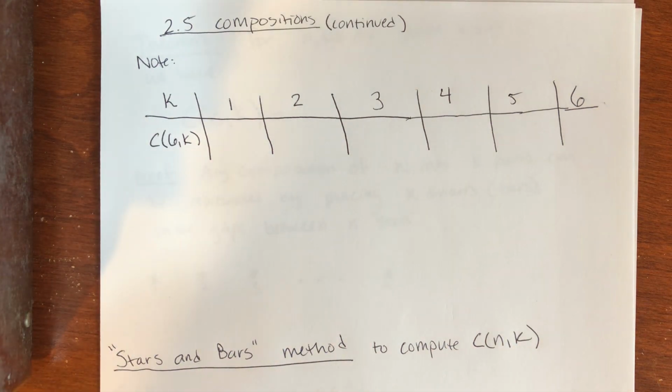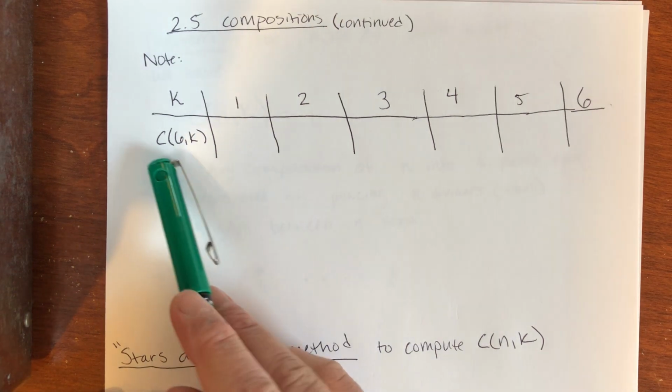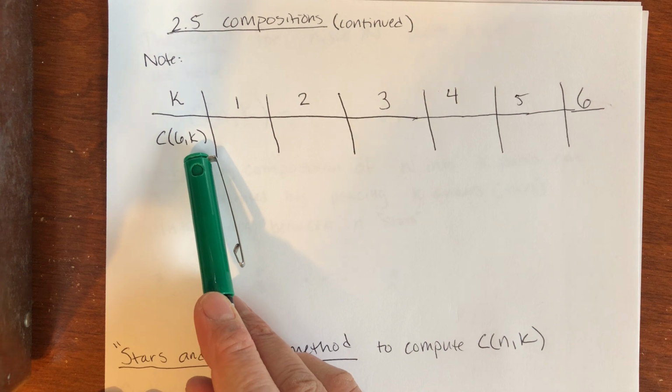So in the last video, we defined a composition of n into k parts as a sum of k different natural numbers that add up to n. And C(n, k) just tells you how many different compositions of n there are into k many parts. So I asked you to look at exercise 2, which asks you to fill in the table where you're trying to find C(6, k) for various values of k.